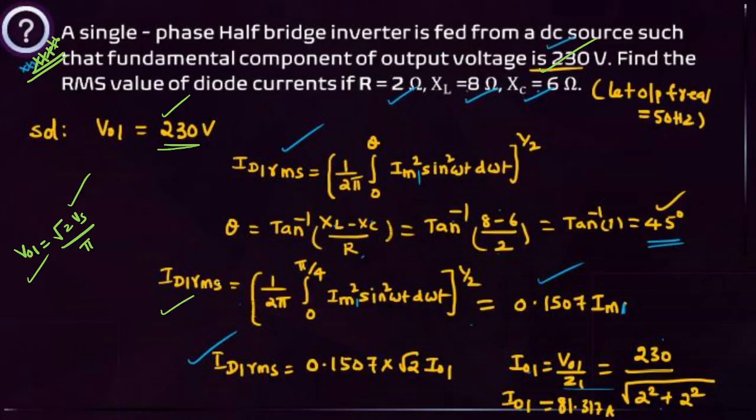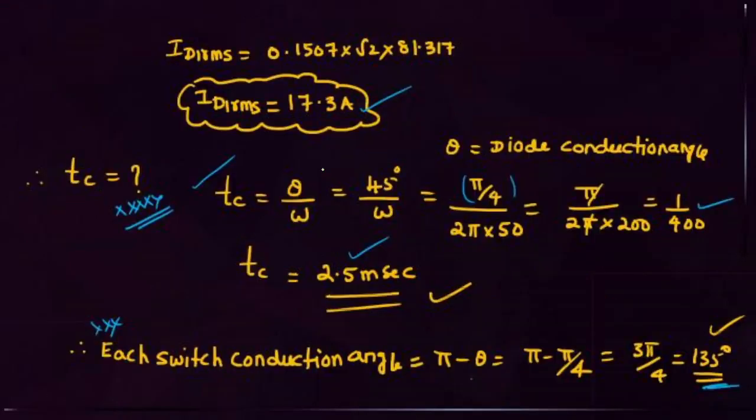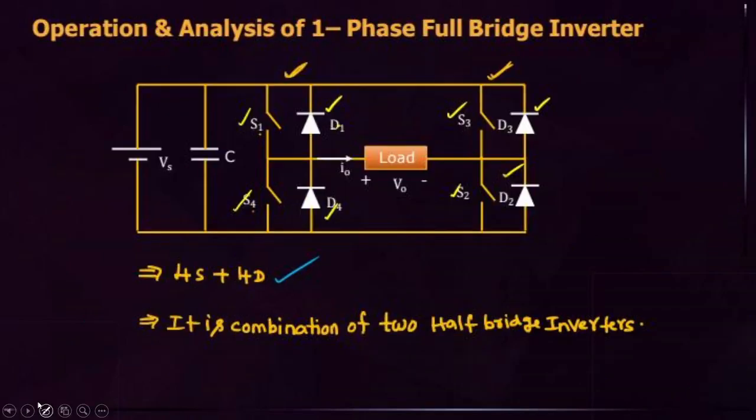Then I calculated the RMS value of diode current. Finally I got I naught one. Once you know I naught one, the RMS value of diode current is 17.3 amp. If they ask what is the circuit turn-off time, I told already: diode conduction time is nothing but the circuit turn-off time. Diode conduction angle by omega gives the circuit turn-off time. If theta is the diode conduction angle, what is each switch conduction angle? Pi minus theta. Like this you have to practice this model of question.